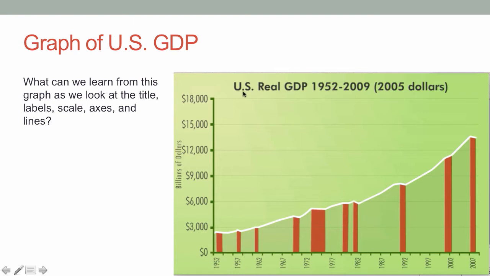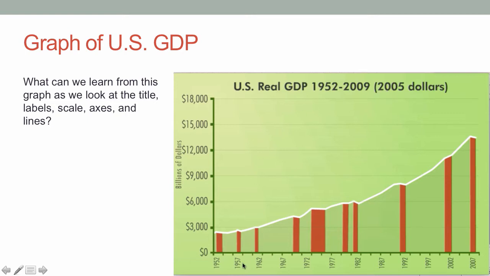Here we've got a graph of the US real GDP, that's gross domestic product. So this is showing me how much the United States produced over these years, 1952 to 2009. And notice it's the real GDP, so it's controlling for inflation. It's telling you we're using 2005 dollars for this whole range. All right, so it's got a good title. I feel like it's clearly telling me stuff.